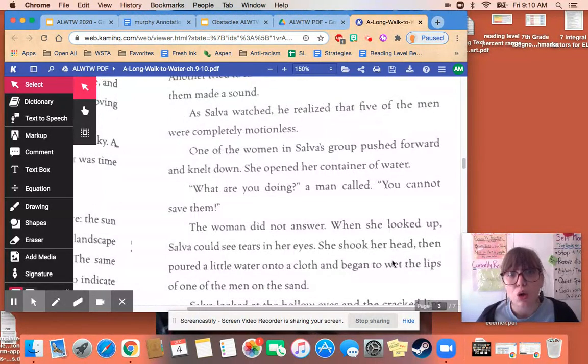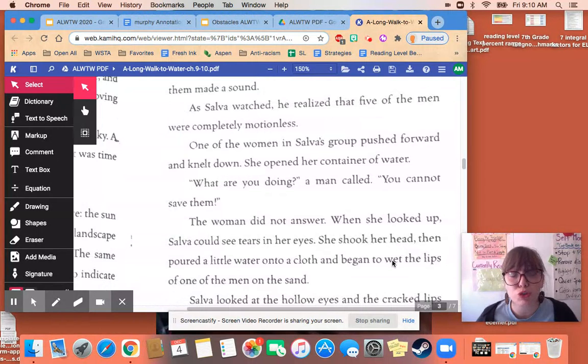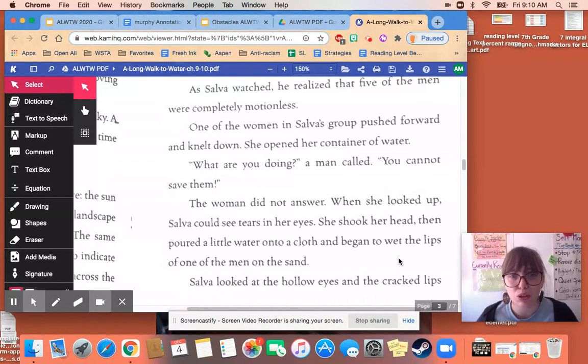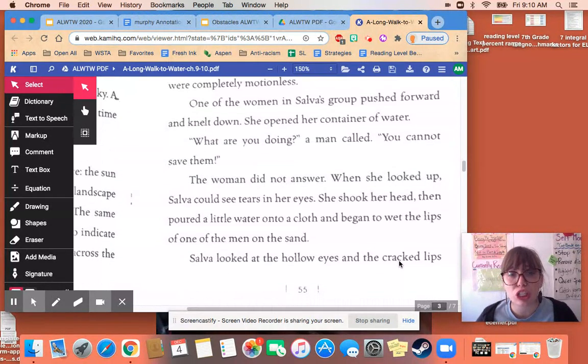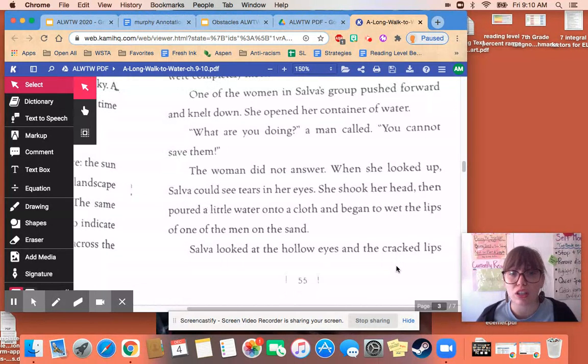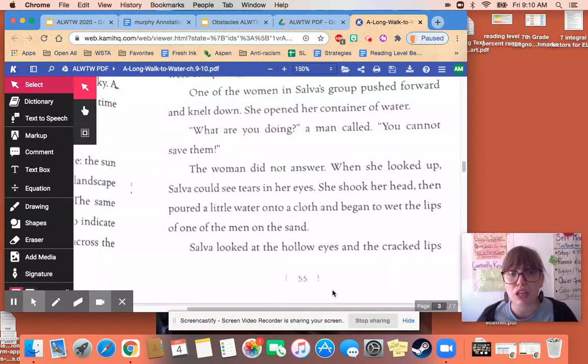One of the women in Salva's group pushed forward and knelt down. She opened her container of water. "What are you doing?" a man called. "You cannot save them." The woman did not answer. When she looked up, Salva could see tears in her eyes. She shook her head, then poured a little water onto a cloth and began to wet the lips of one of the men on the sand.